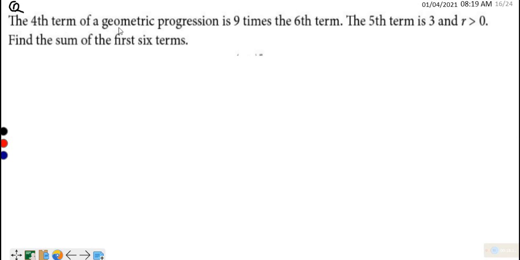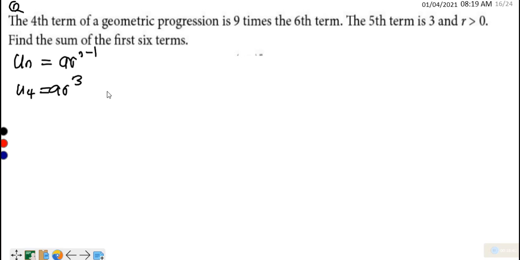The fourth term of a geometric progression is 9 times the sixth term. The fifth term is 3 and r is greater than 0. Find the sum of the first 6 terms. The fourth term, let us take the nth term: un equals ar raised to the power n minus 1. So the fourth term u4 equals ar cubed.